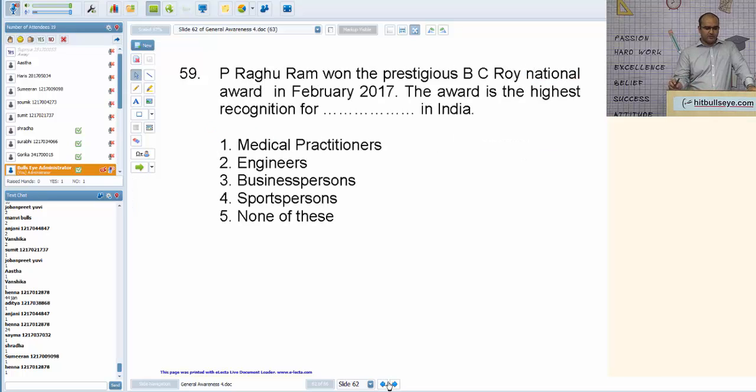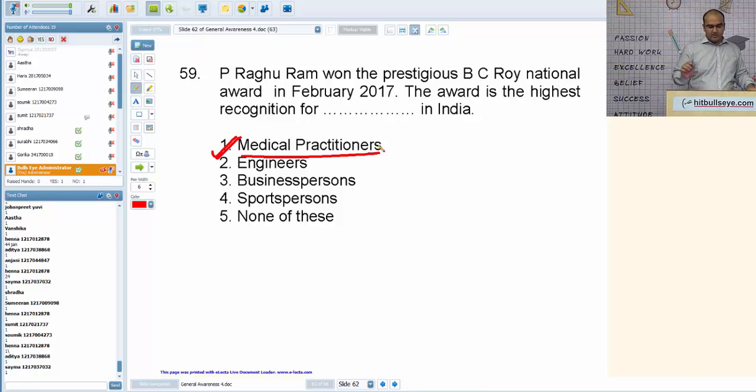Next, P. Raghuram won the prestigious BC Roy National Award in February 2017. The award is the highest recognition for which profession in India, right? So the BC Roy National Award is given in medicine.